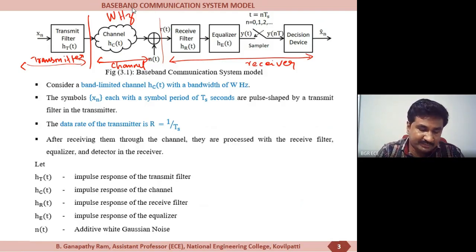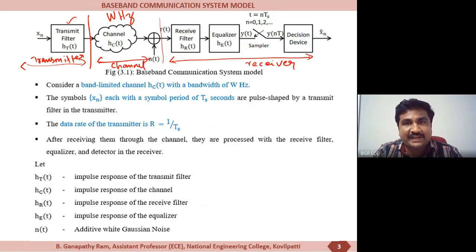So let me assume the pulse shaping filter, which is called the transmit filter, whose impulse response is Ht of t, and the channel's impulse response as Hc of t, and the additive white Gaussian noise as n of t. And in the receiver part, we have four different blocks. The first one is the receive filter, the next is the equalization filter, then the sampler, then the decision device. So at last, the transmitted information is estimated.